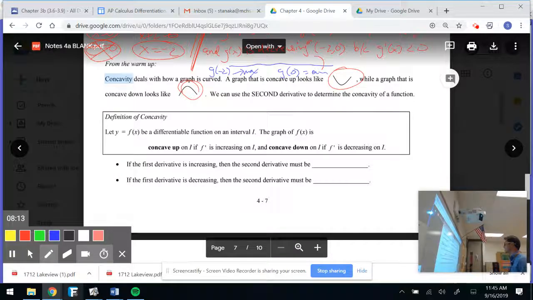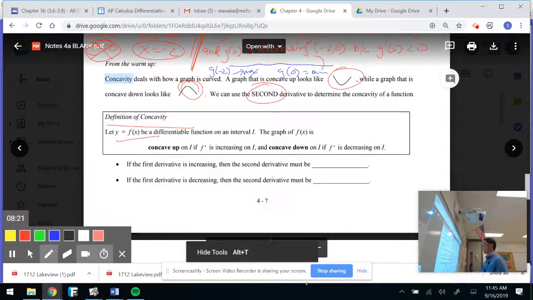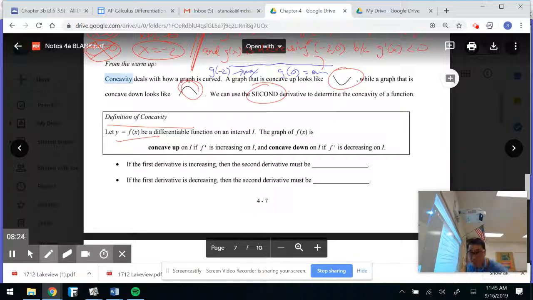We can use the second derivative to determine the concavity of a function. Definition of concavity: let y equals f of x be a differentiable function. If it's not differentiable, you can't even figure anything out, right, class? The graph of f of x is concave up if f prime is increasing, and concave down if f prime is decreasing. If the first derivative is increasing, then the second derivative must be positive. If the first derivative is decreasing, remember, these are rates, those are slopes, then the second derivative must be negative.